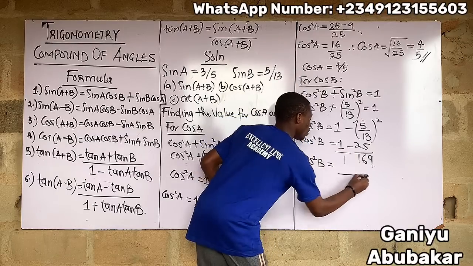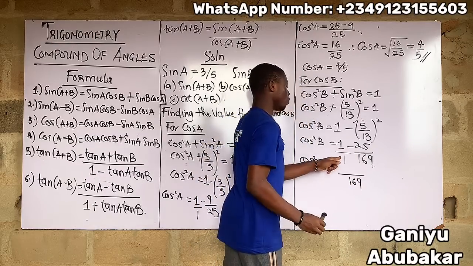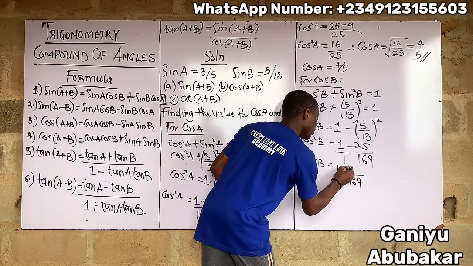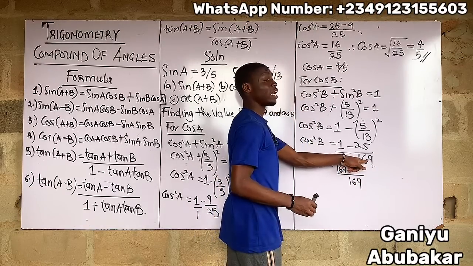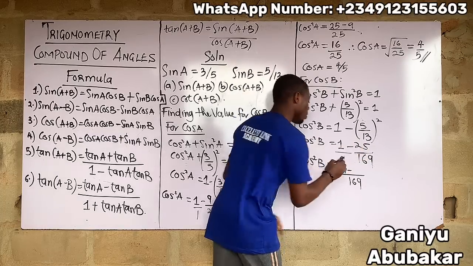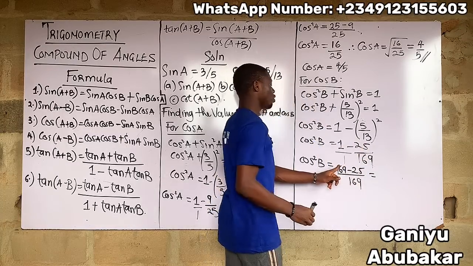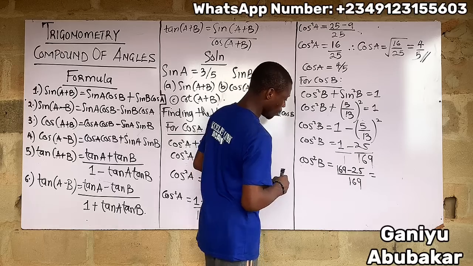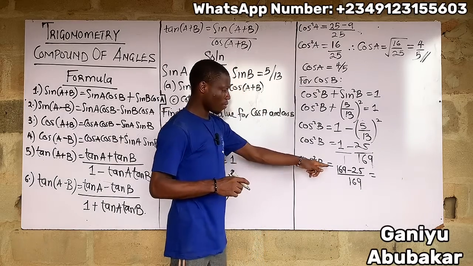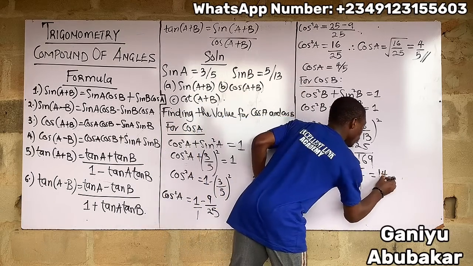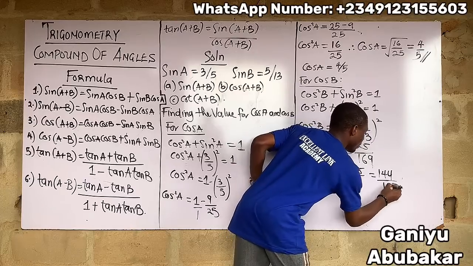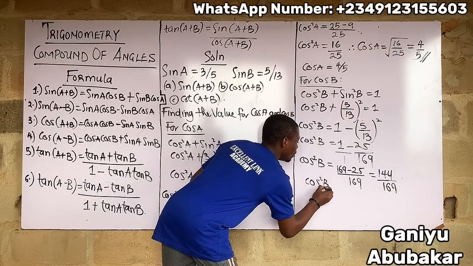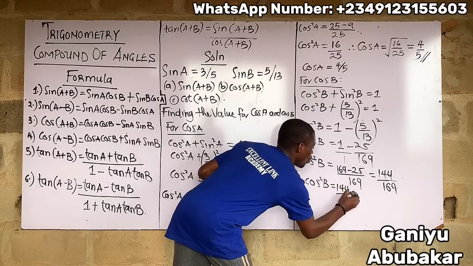My LCM is 169. 169 in 1 is what? 169. 169 multiplied by 1, I'll have what there? 169 minus 169 in 169, that's 1. 1 times 25 is 25. From here, minus 169 by 25, what do I get there? 144, right? 144 all over 169. So I'll be having that cos squared B is equal to 144 all over 169.